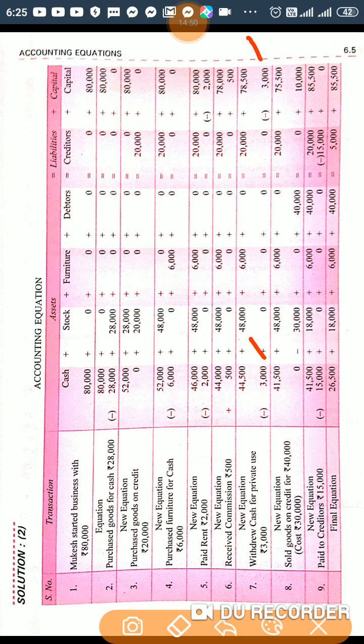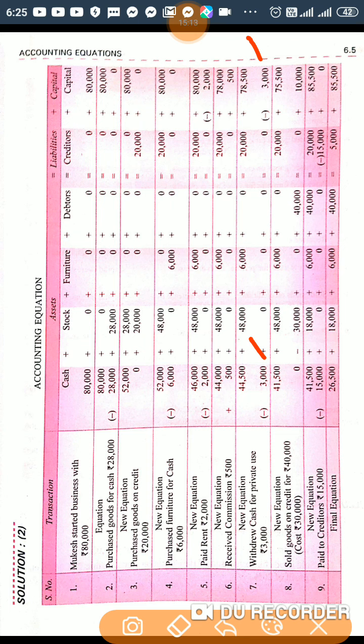Now the new equation is: cash becomes 41,500, stock same 48,000, furniture 6,000, debtor 0, creditors 20,000, capital 75,500. Now the overall sum total of liabilities plus capital becomes 95,500, and at the same time if you add the asset side total, it is also 41,500 plus 48,000 plus 6,000, that is 95,500.